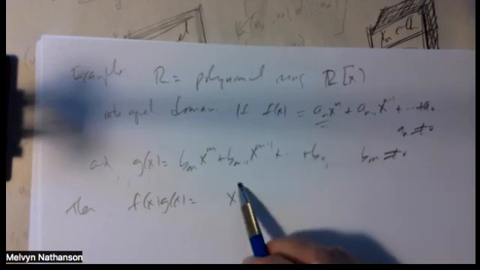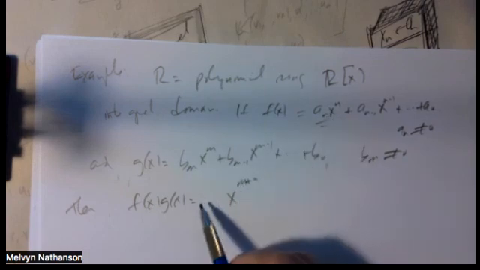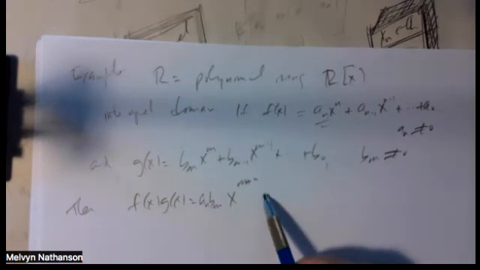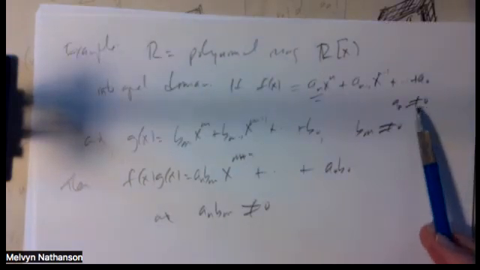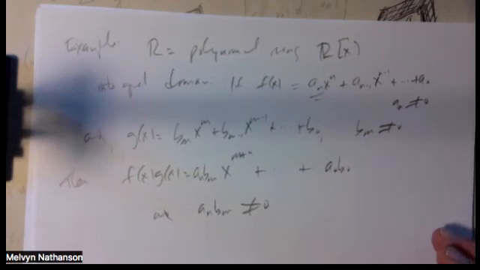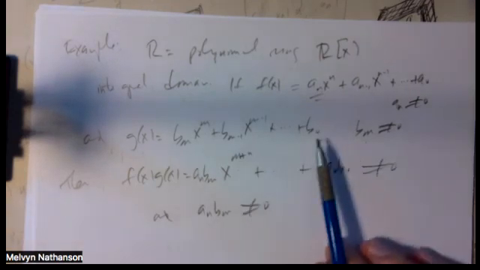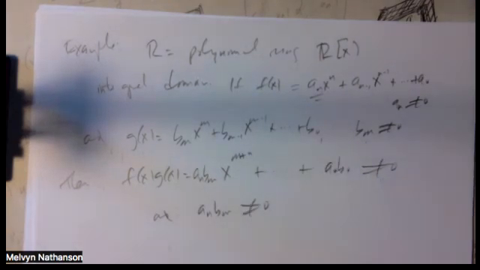Then if I multiply f of x times g of x, I get a polynomial of degree m plus n, where the leading coefficient is a_n b_m, plus lower order terms, and the constant is a_0 b_0. And a_n b_m, we know this is non-zero because a_n and b_m were non-zero, and the real numbers are an integral domain. So the product of two non-zero polynomials is non-zero.